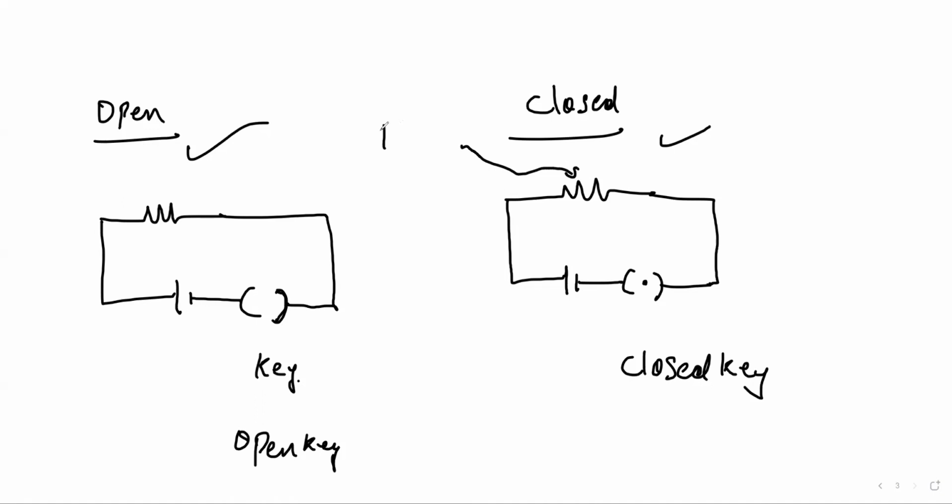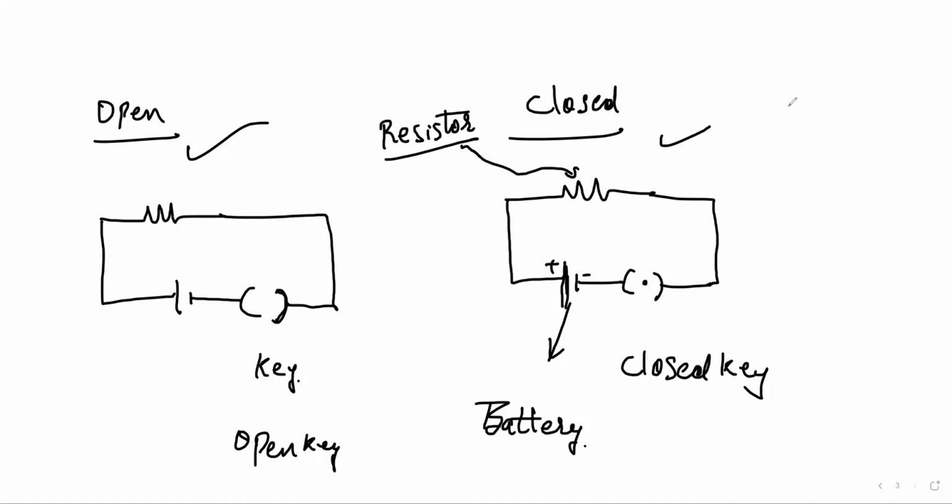What is this? Resistor. And this one? Battery, which is made up of cells. Sir, it's a source of current. No, sir, it's a cell only. I think it has only two terminals. Yeah, cell. So the long one is positive and the short one is negative.